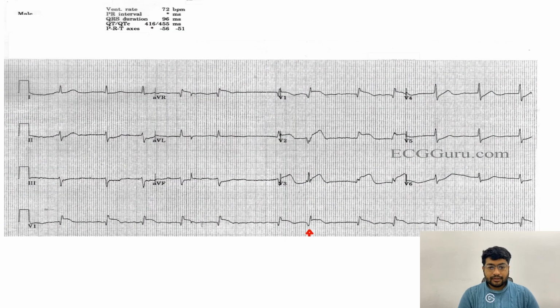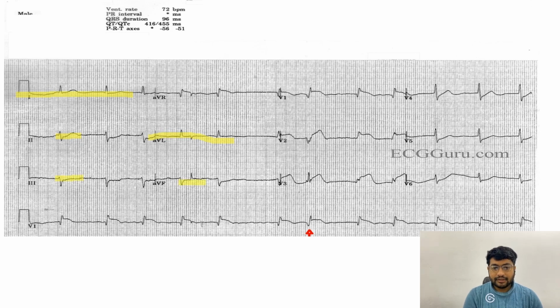Alright. Next up we have another ECG. So this again is of 10 millimeter per millivolt. We will start from lead 1. What we have in lead 1 is no elevation. And in lead AVL we have no elevation at all. Then from lead 2 to lead 3 and lead AVF, we have ST segment depression.